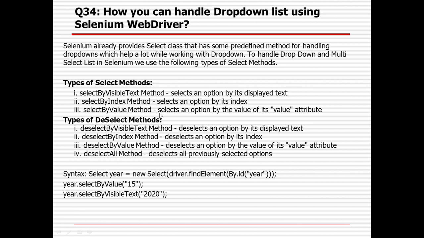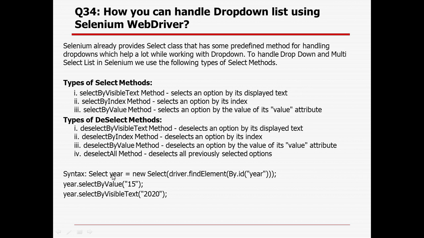Or the select by value method: select an option by the value of its value attribute. Similarly, after the selection is done, you can also deselect it, right? Deselect is possible by the visible text method, index method, value method, or, in case multiple selections are already done, you can use deselect all, so that all previously selected options will be deselected.